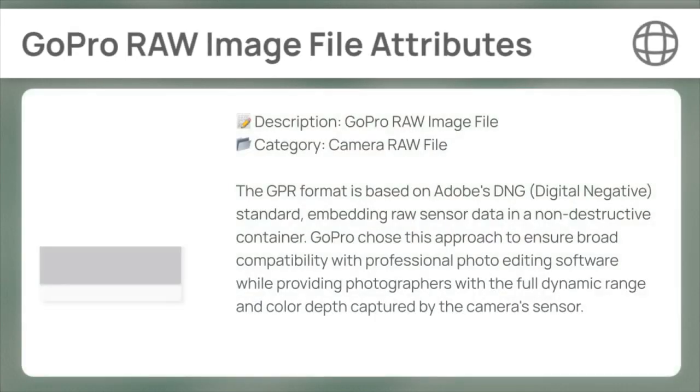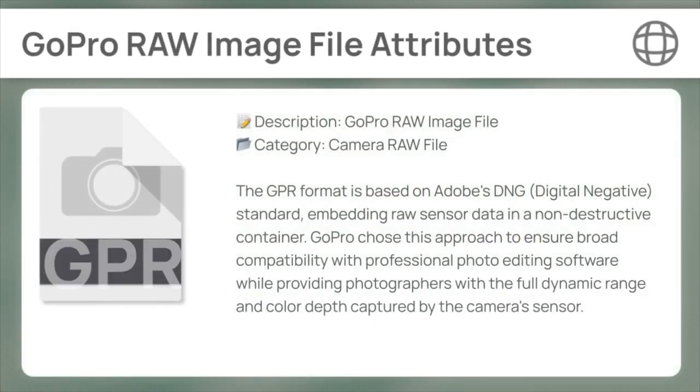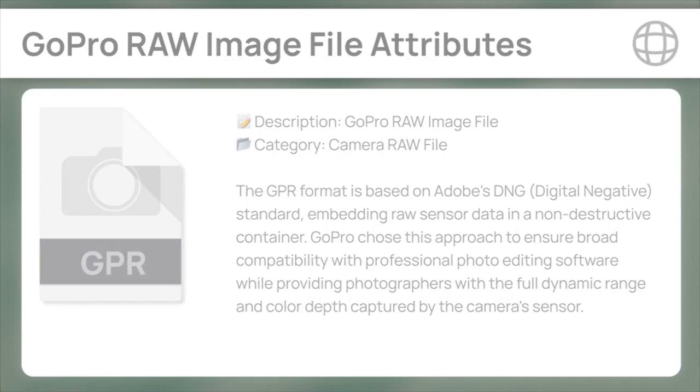The GPR format is based on Adobe's DNG, Digital Negative Standard, embedding raw sensor data in a non-destructive container. GoPro chose this approach to ensure broad compatibility with professional photo editing software, while providing photographers with the full dynamic range and color depth captured by the camera's sensor.